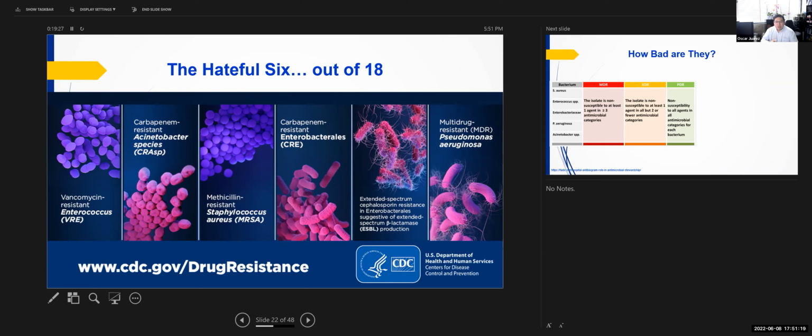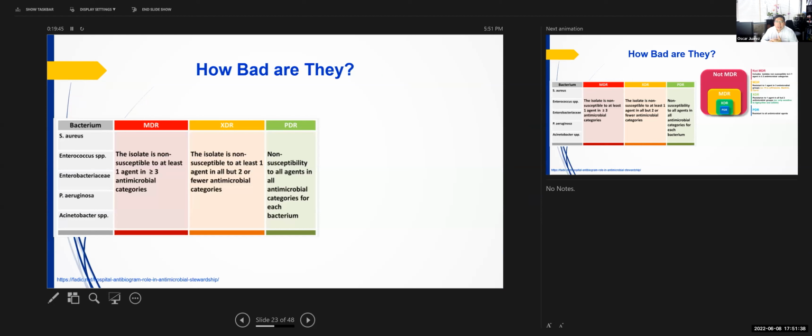We're going to have Enterococcus bacteria, Acinetobacter bacteria, Staphylococcus, 2 types of Enterobacteria, and Pseudomonas. Don't worry, there is not going to be a quiz about it, but you probably want to keep these in mind, okay? So let's see how bad these guys are. These different types of microorganisms can be further classified.